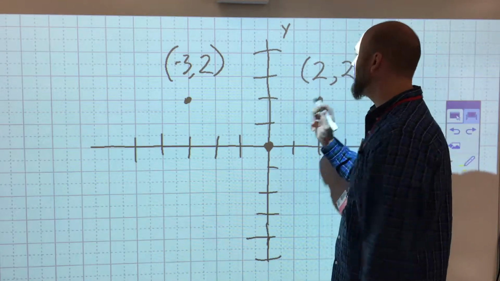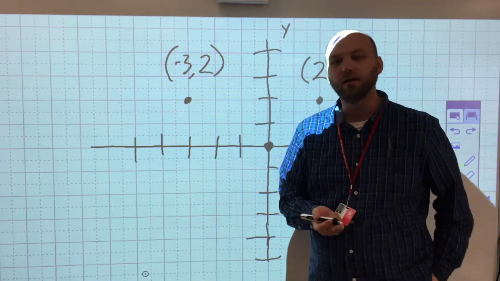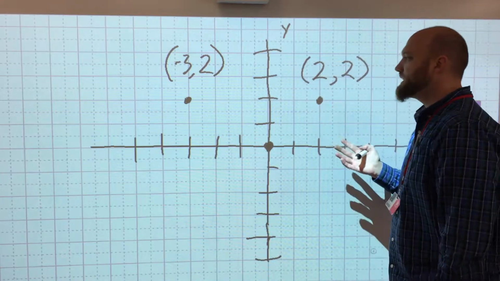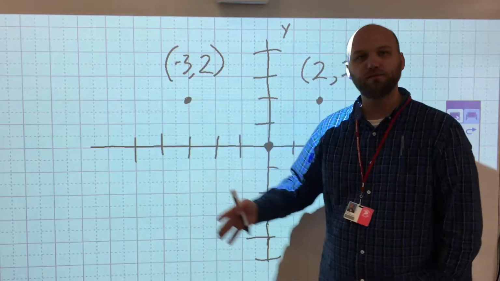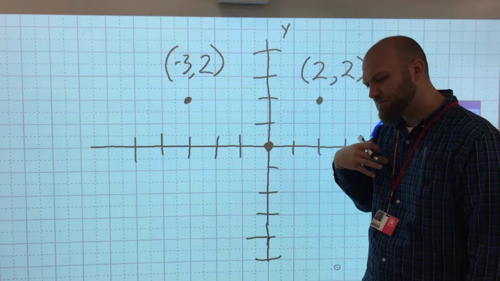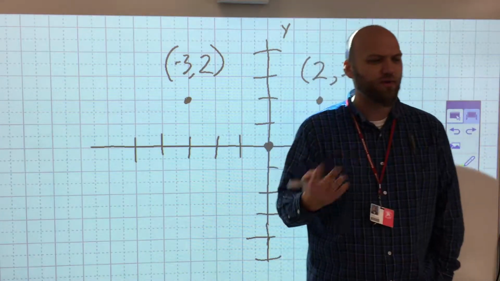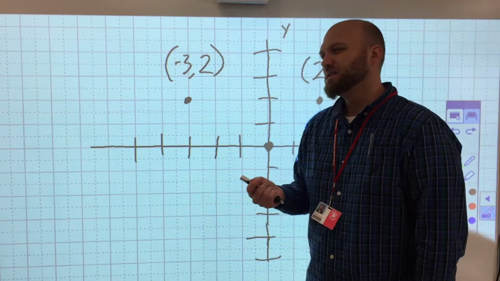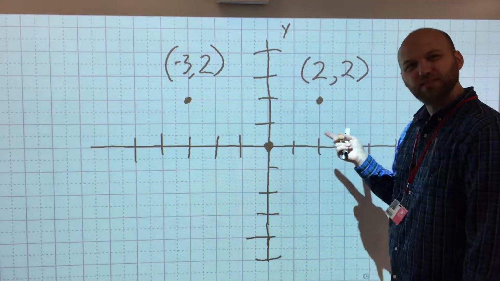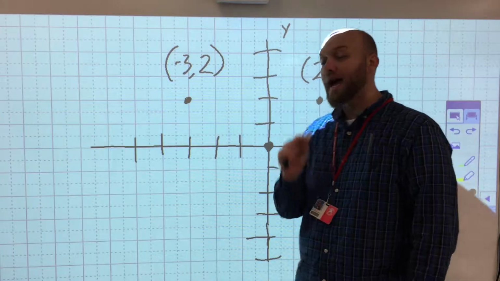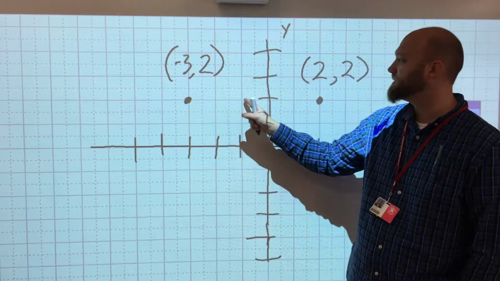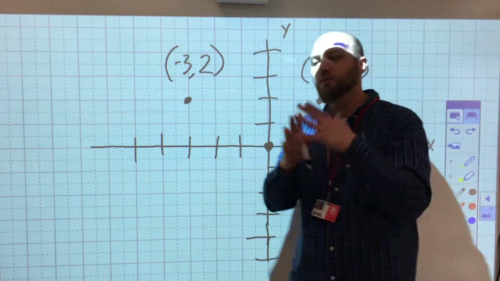If I were here and I wanted to get to my friend's house here, how far would I go? Well, you might say this is negative 3, so I'm going to go negative 3, and this is positive 2, so I'm going to go positive 2. But if I just type that into a calculator, negative 3 plus positive 2 gives me negative 1. That doesn't seem like the correct answer, which is why I need absolute value. Because if I'm at negative 3 and then go positive 2, I still find myself at negative 1. So I want the absolute value.